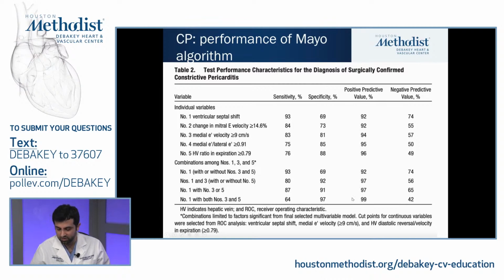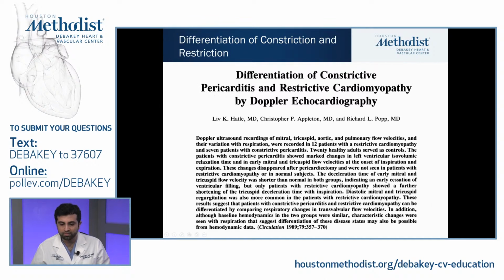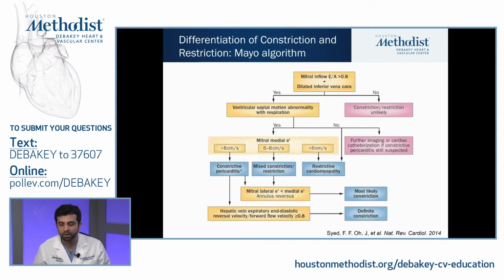You can't really miss it, essentially. So the differentiation between constriction and restriction can come up. This was first described all the way back in '89 from Dr. Hatley, and at the time that was the first description of these changes in mitral inflow with constriction that you do not see with restriction.